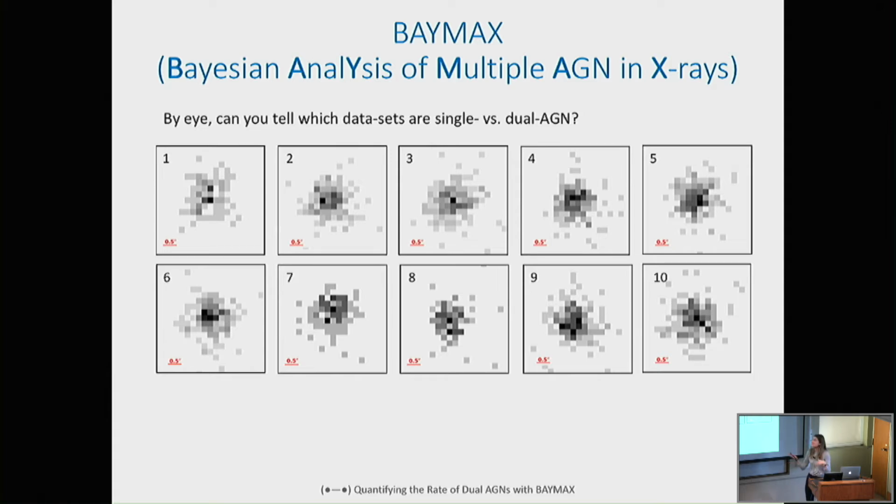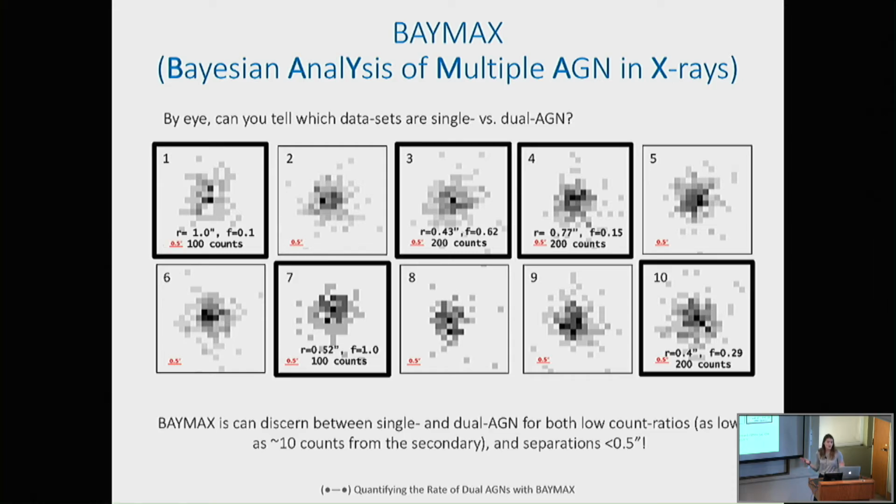So the idea here is that this is rather difficult, right? So here I'm showing you which of the simulations are actually dual point source systems. So Baymax was able to correctly identify each of these systems as dual point source systems. So Baymax works quite well both in the low separation and the low count ratio regime.